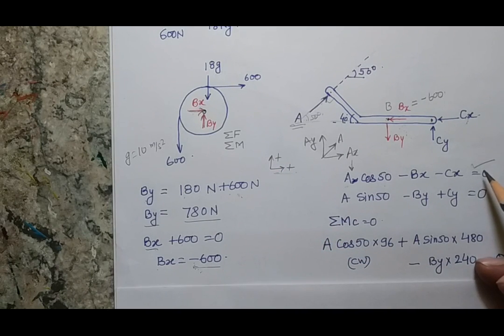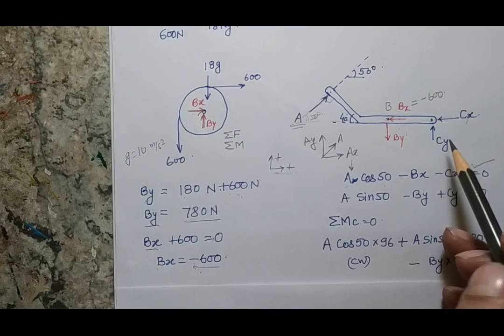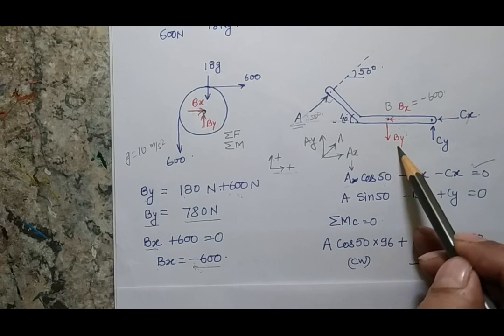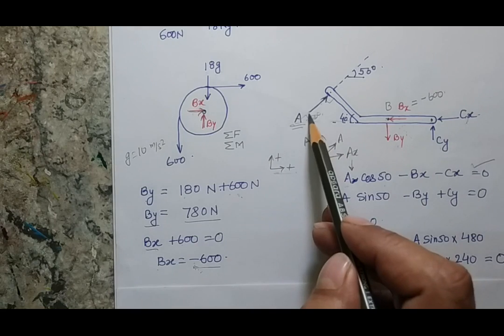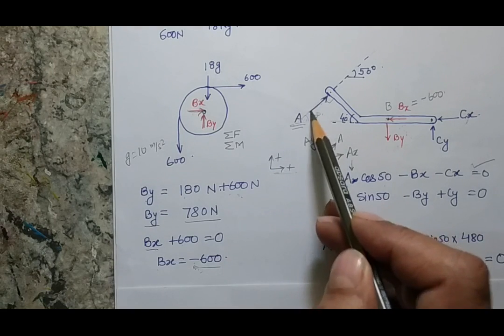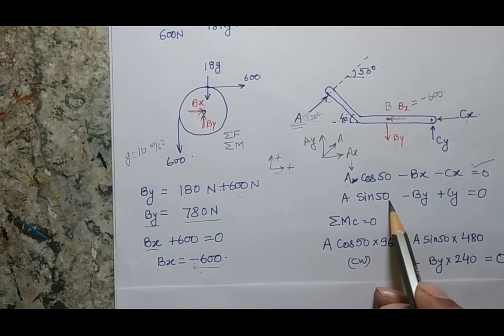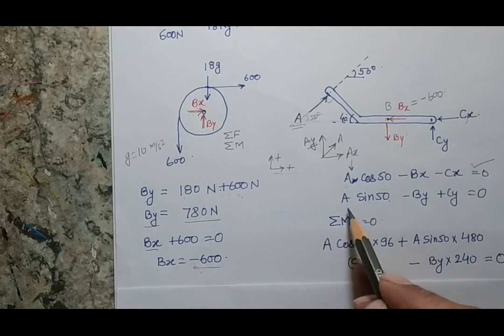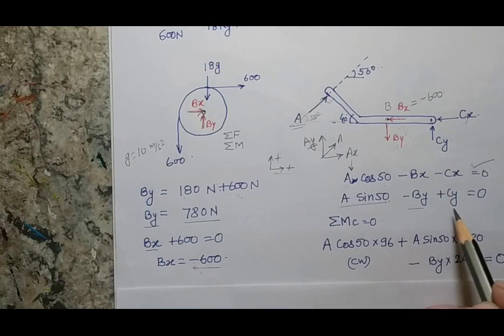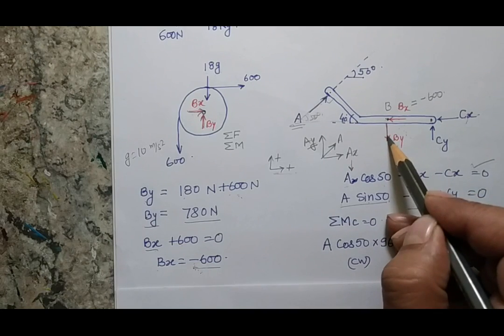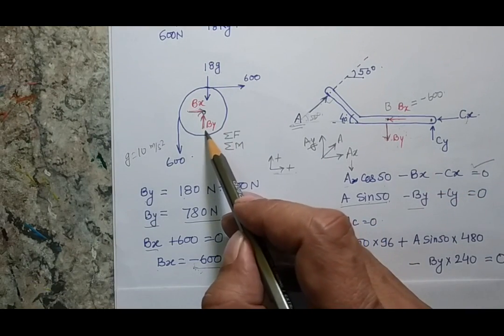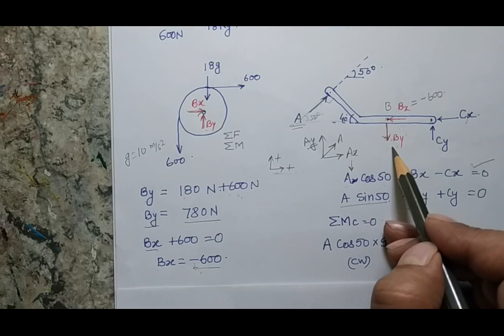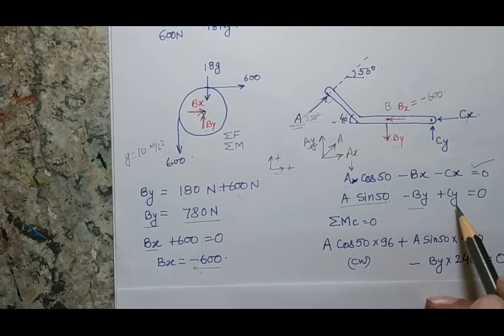When I balance the vertical forces, there are three vertical forces: Cy, By, and a vertical component of the reaction A. So A sine 50, because the vertical component will be A sine 50, then I have By, which is acting in the downward direction. As I have assumed By upward there, I am assuming By downward here. So negative By and Cy.